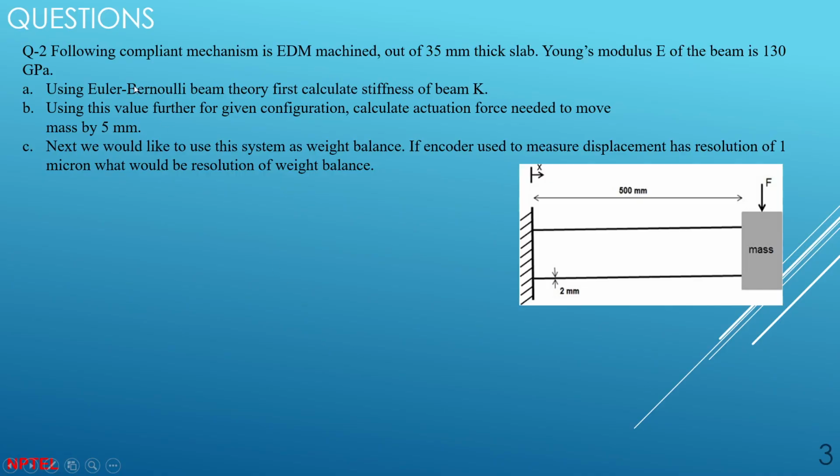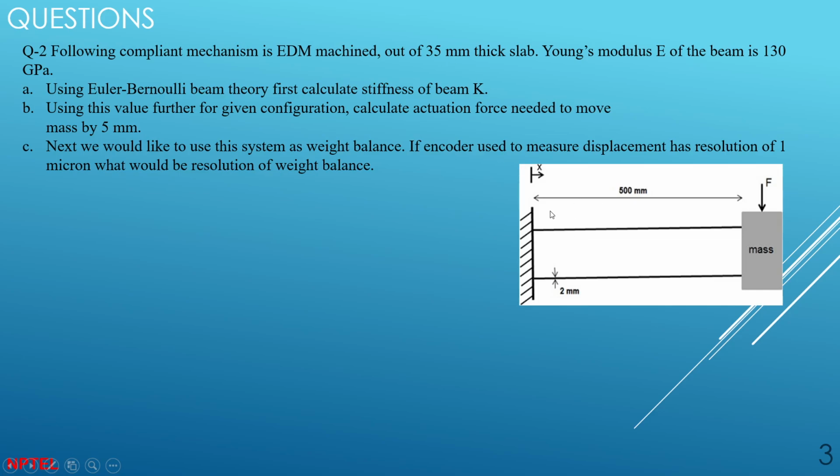This is a simple compliant mechanism. You can see here it is a compliant mechanism made by an EDM machine. Using an EDM machine, they cut down this middle part, and this is a kind of cantilever beam, and you can see a 35 mm thick slab.